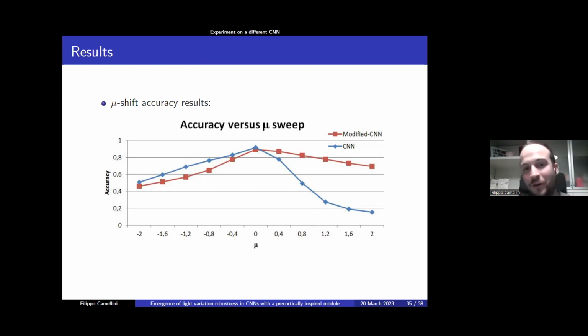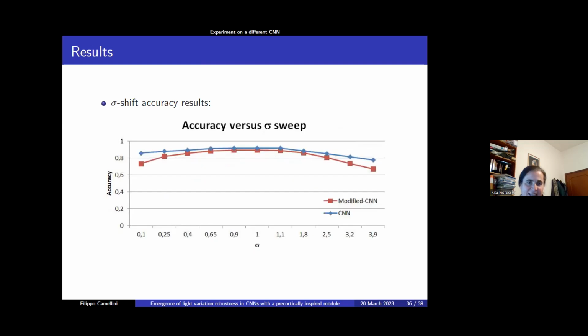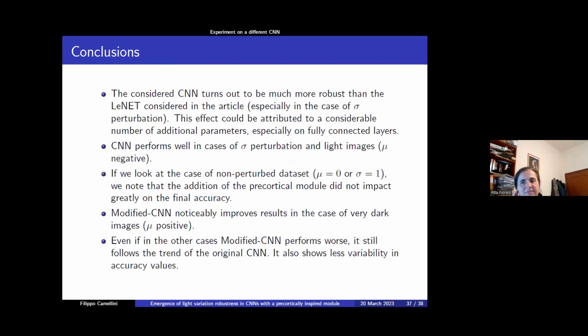Yes. So here in the case of darker image, and in the case of sigma sweep, we don't have so much. But okay, I can say that I won't be honest. This CNN, if you do the computation of number of parameters, has more than 1 million parameters, with respect to the LeNet5 that has 60,000 parameters. So I can think that maybe the CNN that was shown to us during the lesson is more capable.